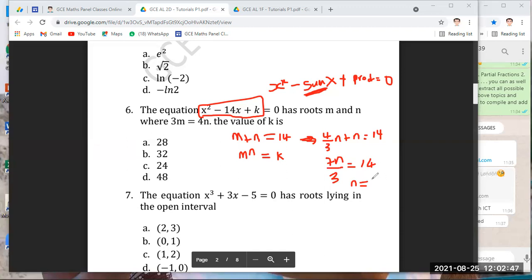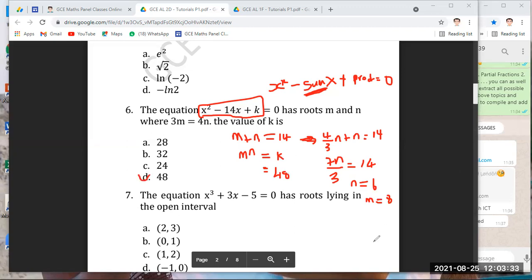N is 6. Good, n is 6. And what will be the value of m? M is 8. Okay, m is 8. Now the value of k, we know that k is m times n. So what will be the value of our k here? 48. Thank you, 48. So our key here is D. Thank you very much.